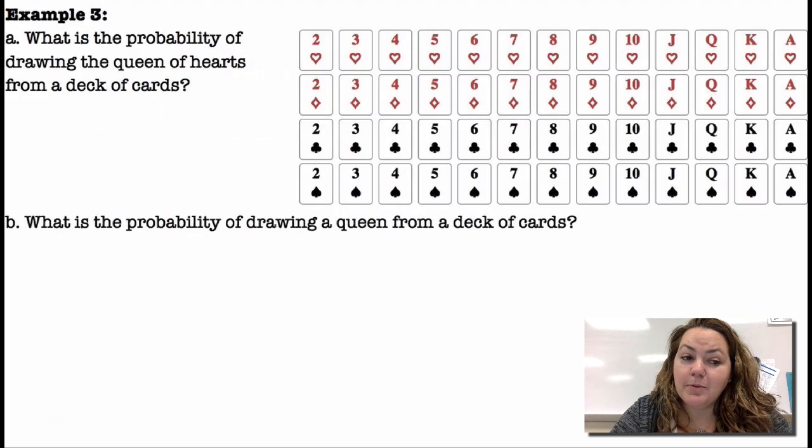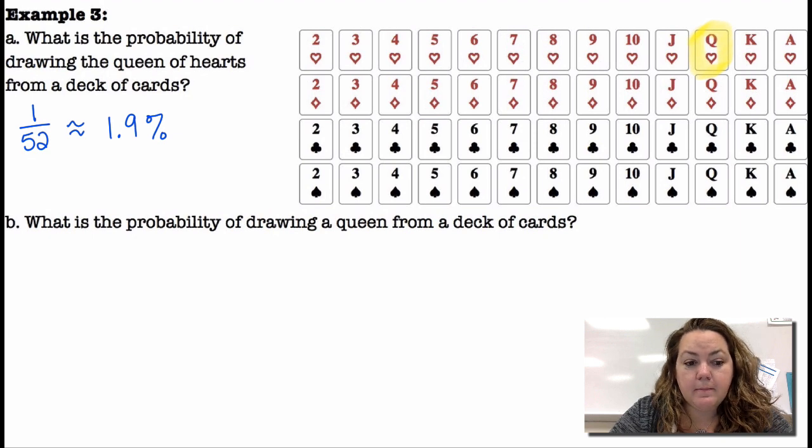All right, example 3. What is the probability of drawing a queen of hearts from a deck of cards? I have this deck of cards. Here is my sample space. So I put all of the possibilities, all 52 cards in the deck. That's my sample space. Queen of hearts, there's only one of those out of all 52. So that's approximately 1.9%.